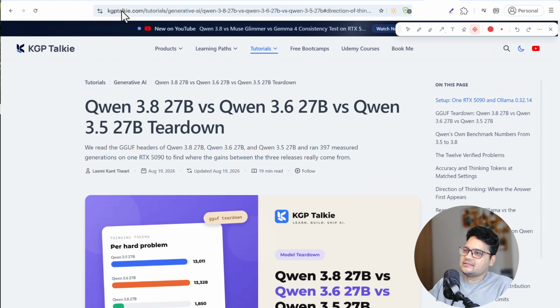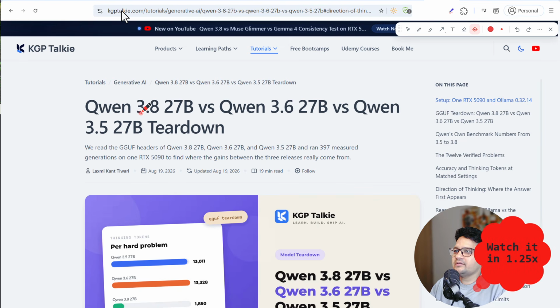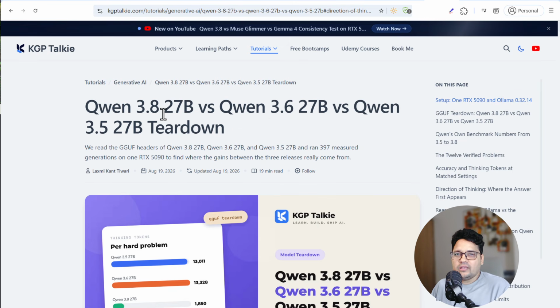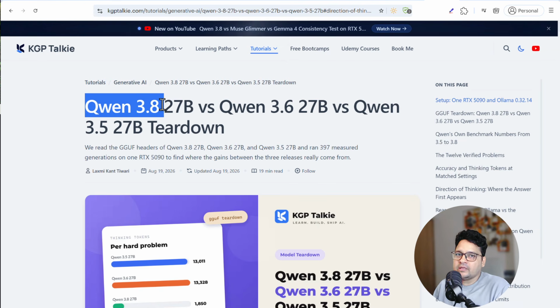In today's lesson, we are going to compare Qwen 3.8 with the Qwen 3.6 and also with the Qwen 3.5. So in the last 6 months, Alibaba Group released 4 different variants of a Qwen model. They first released Qwen 3.6. In fact, before that, they released Qwen 3.5. Thereafter, they released Qwen 3.6. Thereafter, they released Qwen 3.7, and then they finally released Qwen 3.8 in the first week of August.